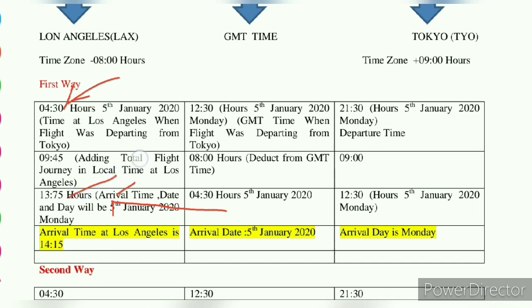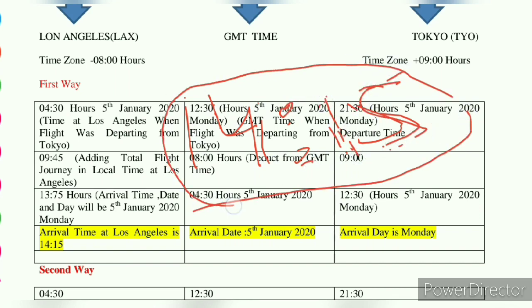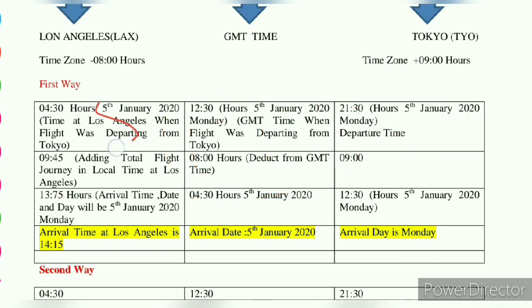So 75 we can write as 1 hour 15 minutes as well. So this 1 hour we can add to the 13, and it will become 14, and that 15 minutes. So Miss Varsha will be reaching the destination at 14 hours 15 minutes, that is in the afternoon, and the date will be 5th January, and the day will be Monday.